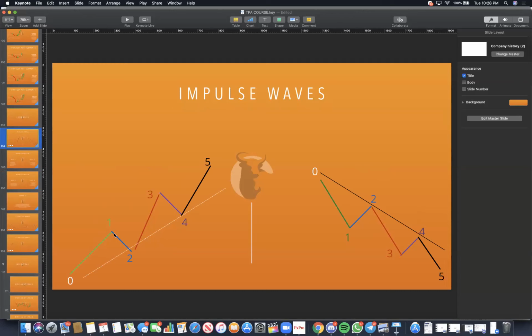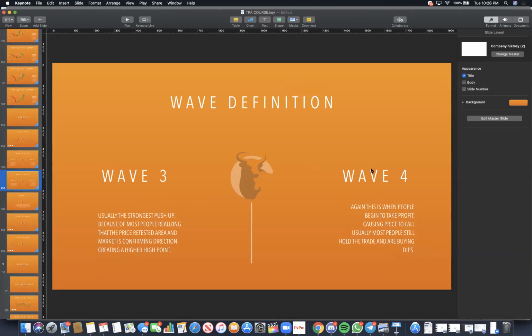So let's say that first initial move to the upside was 25 pips, and then the market came back down 15 pips to correct itself, and then the next move up was 30 pips, then that's a greater move. Now, the important thing is to understand what happens after, right?